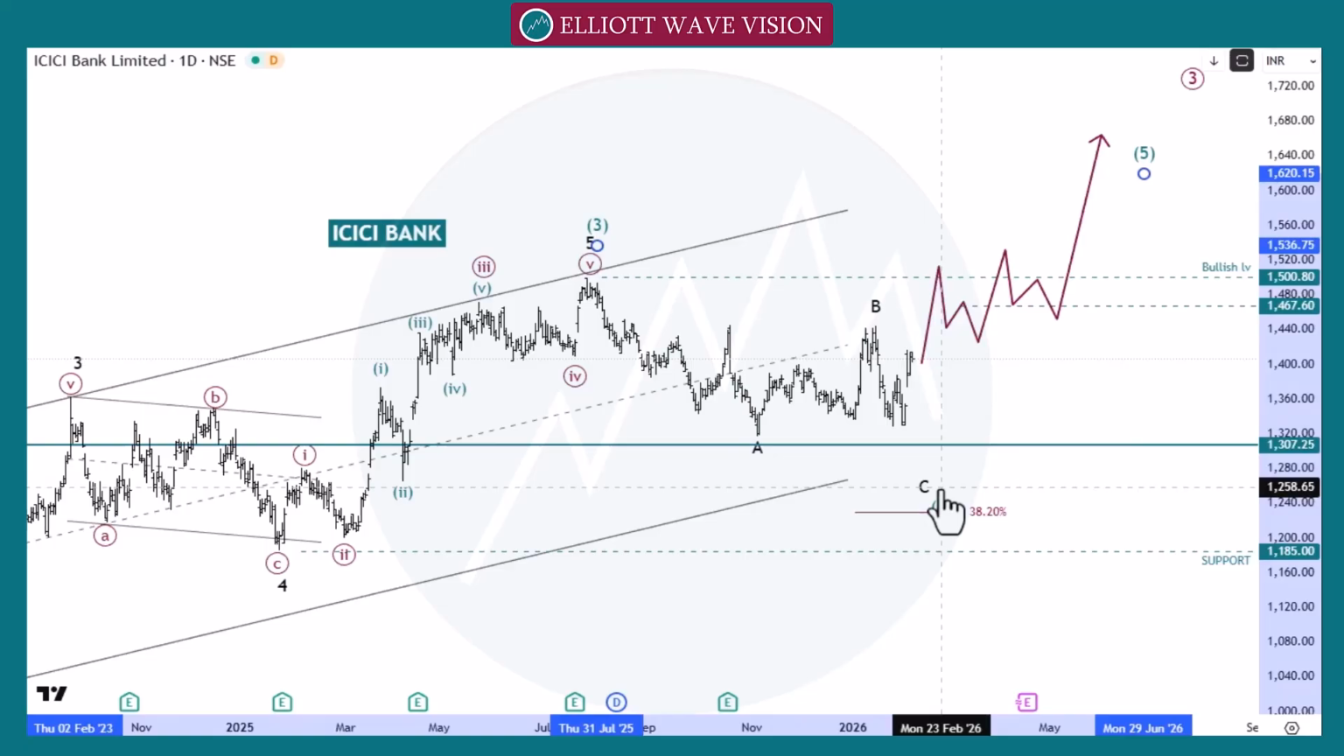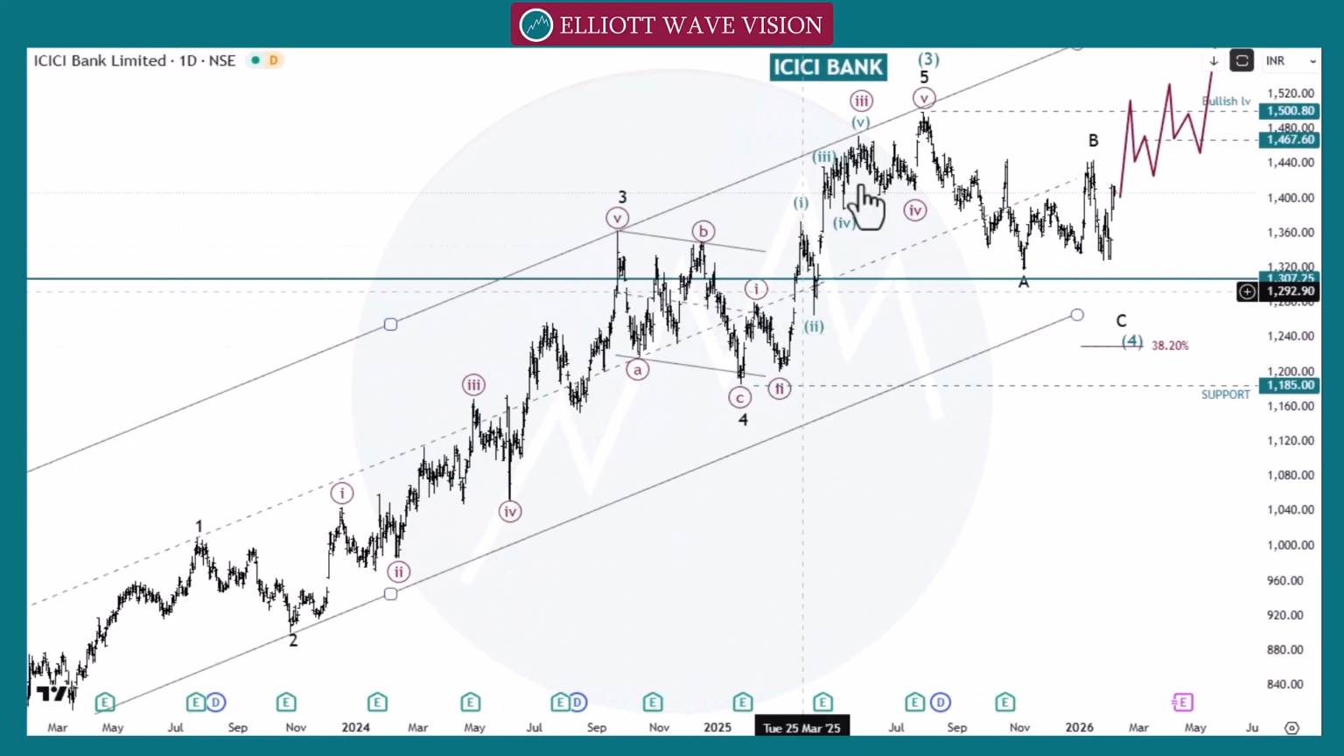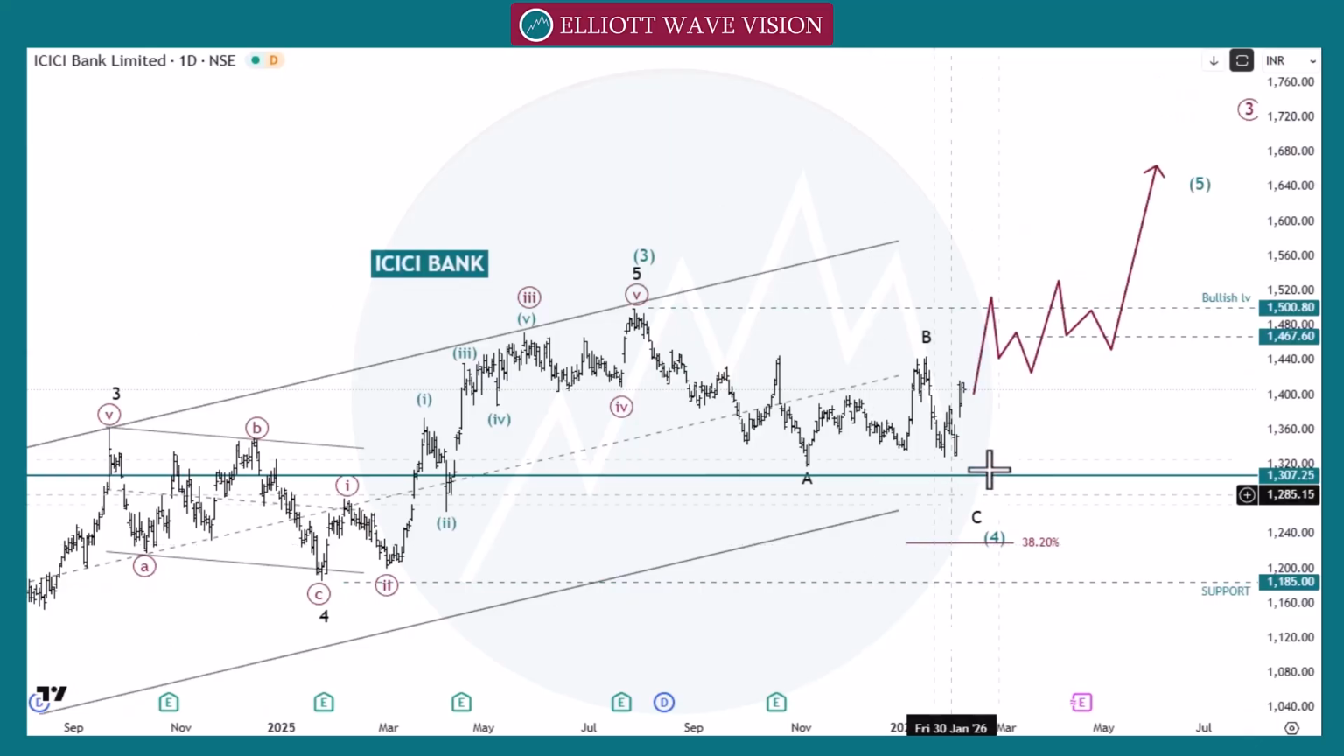So as of now, we are looking for this correction because it's an impulsive move. After the strong impulsive move, market gives us the correction as a sideways. So now we are looking for this correction as a wave A, wave B and wave C, or as 1, 2, 3, 4 and 5.